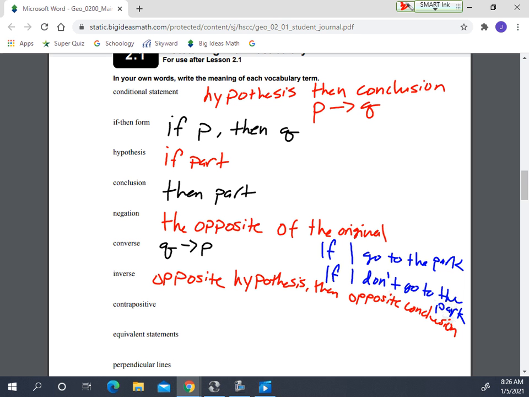Okay. The contrapositive flips that. It's opposite conclusion, opposite hypothesis. Now we'll go through those in the near future with you guys, and we'll have plenty more examples of those.